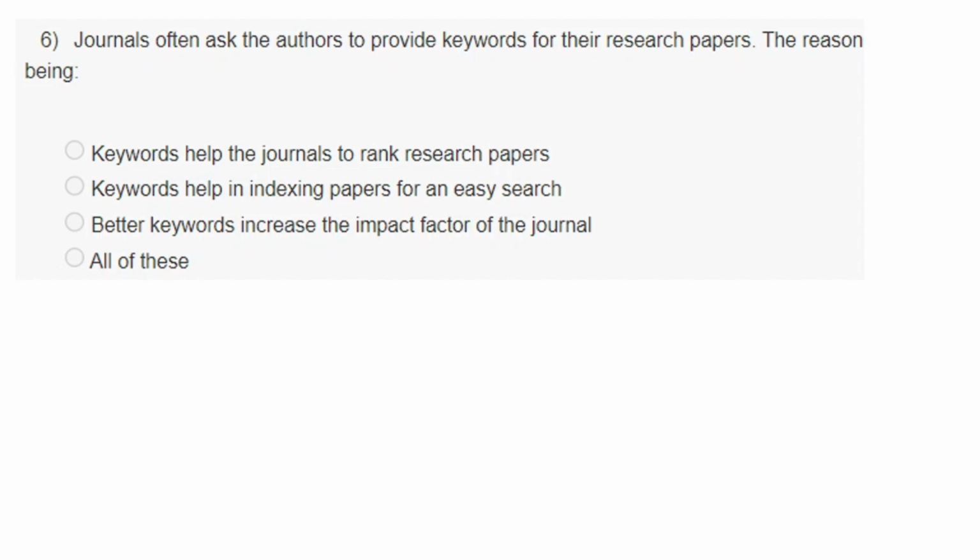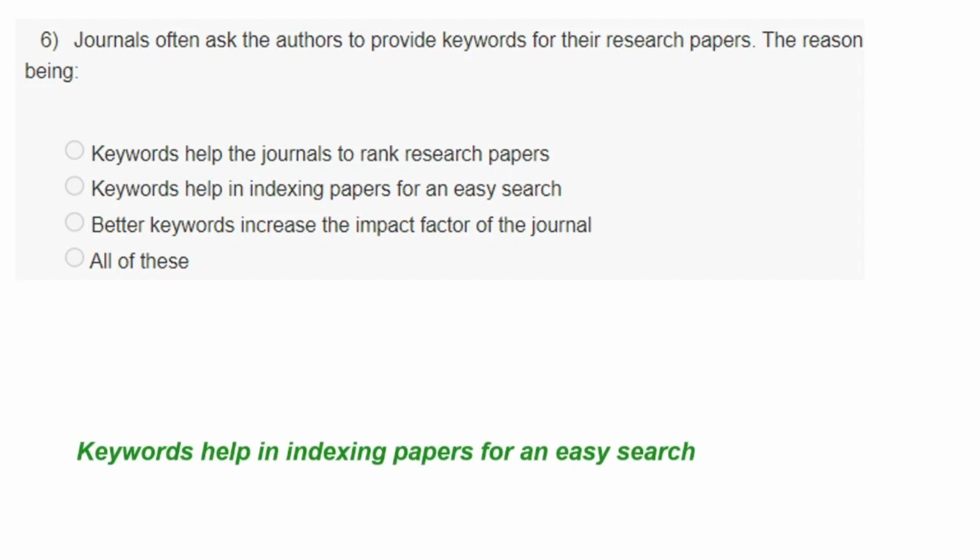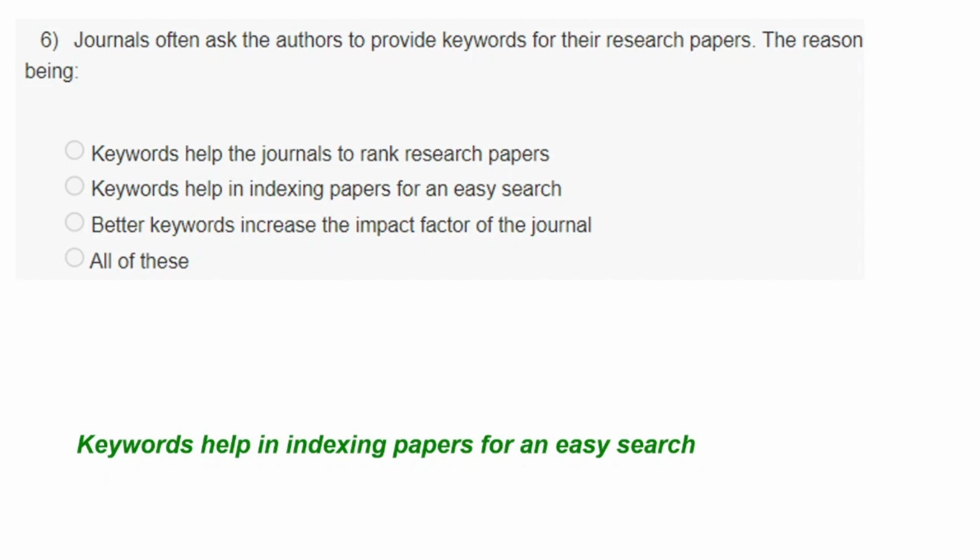All of these. Okay. Anybody else? Any other opinion? Keywords are mostly used to index papers for an easy search. I don't think journals use keywords to rank the papers. I don't think so. And better keywords increase the impact factor of the journal.